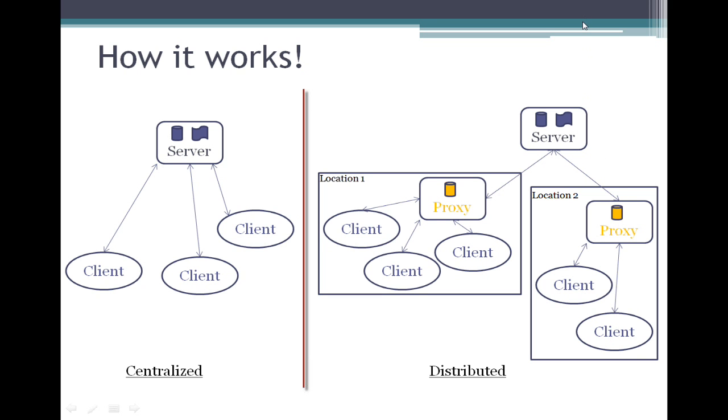So in a distributed setup, when you have offices or work areas in different locations, in that case we install a proxy server in each location. All the proxy servers will be connected to the centralized server. In a location, all the clients are connected to their own proxy server.